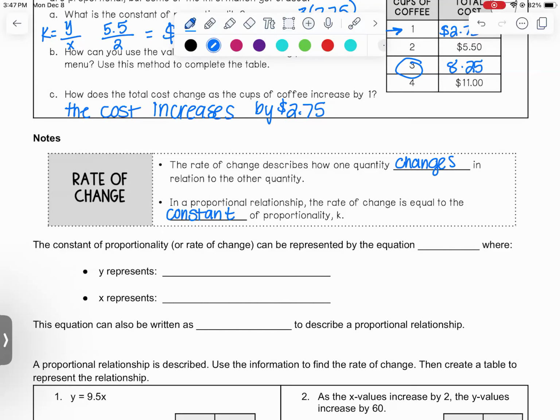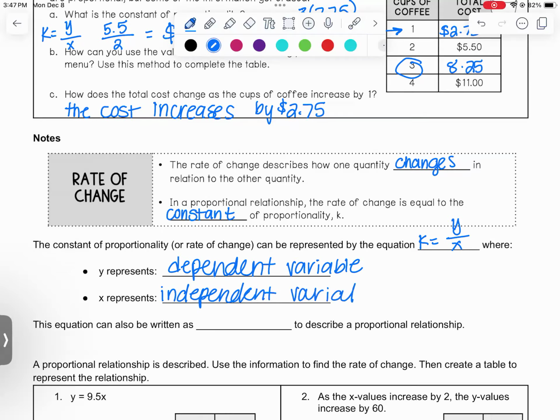The constant of proportionality or rate of change can be represented by k equals y over x, and y is our dependent variable and x is our independent variable. The equation can also be written as y equals kx, which is k times x, to describe that proportional relationship. And the reason we can find that is it's just an equation. If I have k equals y over x and I want to get x out of my denominator, I would multiply each side by x. Then these will cancel, leaving me with y equals k times x. That's how I found that equation.